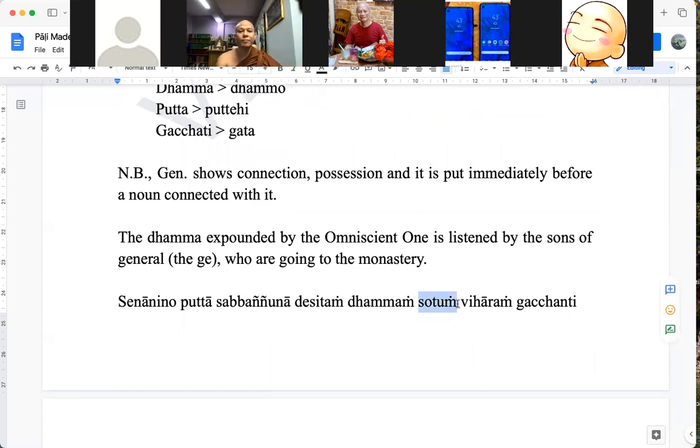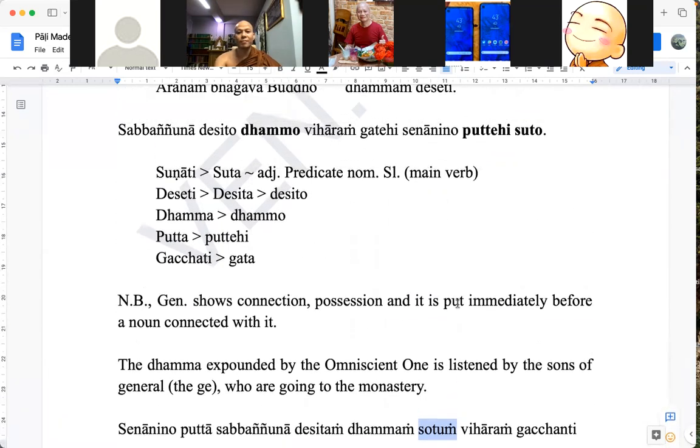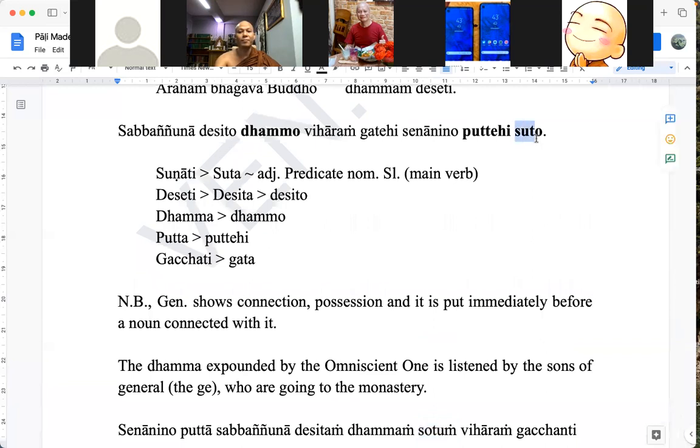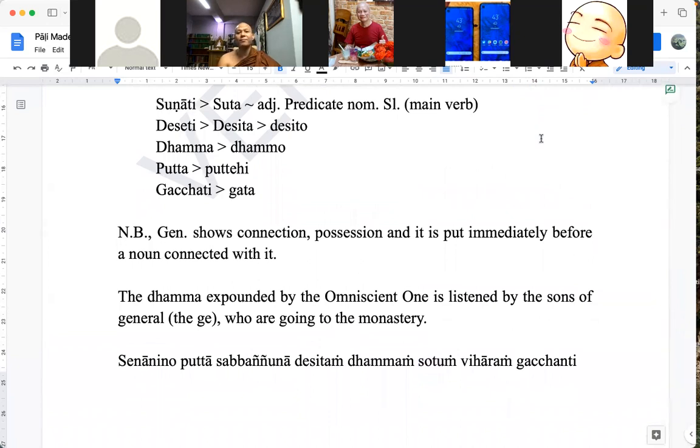Okay, and then right here, the main verb is gachanti, and the other one, the main verb is not the same, no? Right. You see? The main verb is also changed. So that's why there's emphasis on the listening, right? Sutto, and the other one is emphasized on the action of going. Right. Got it. Okay, thank you, Pair.